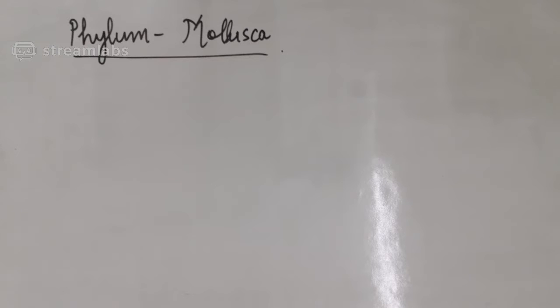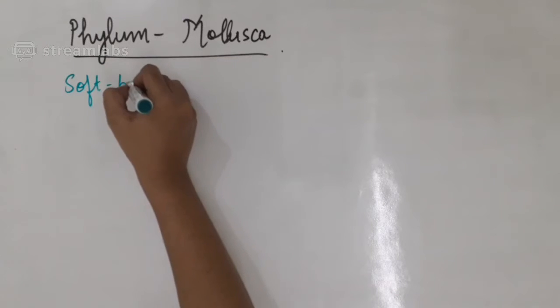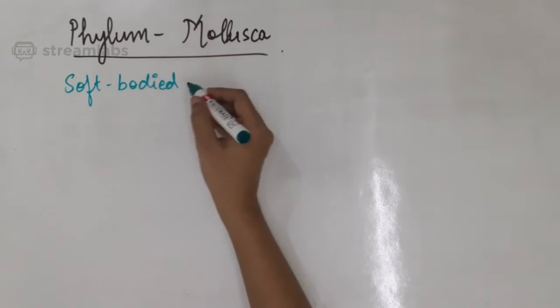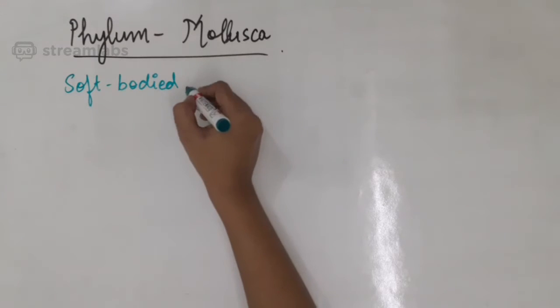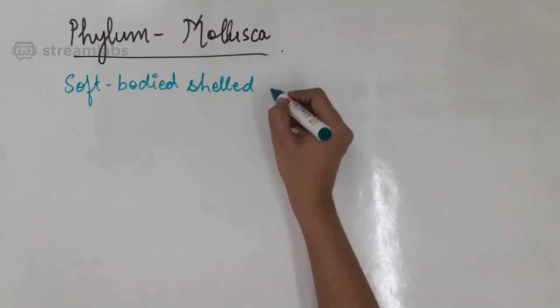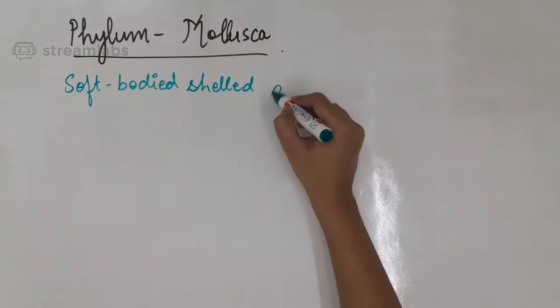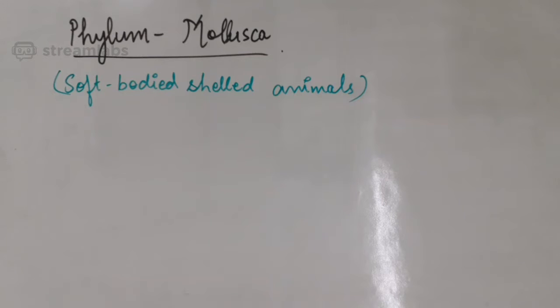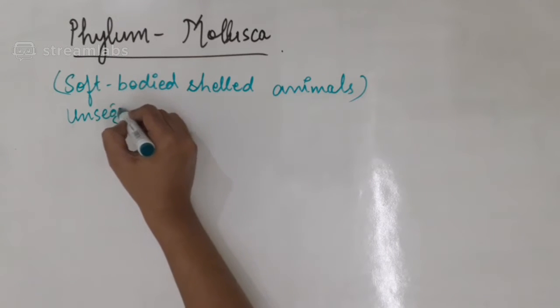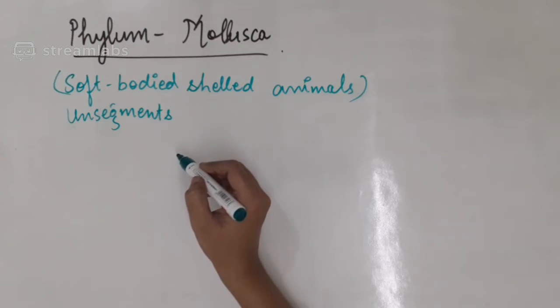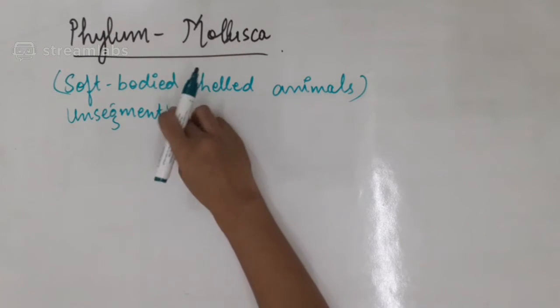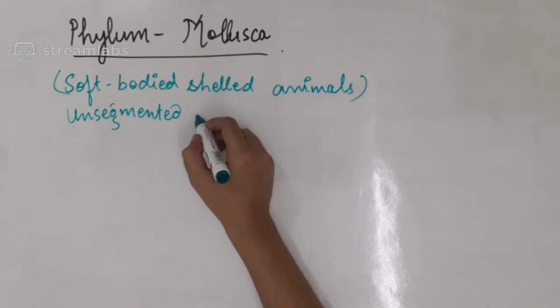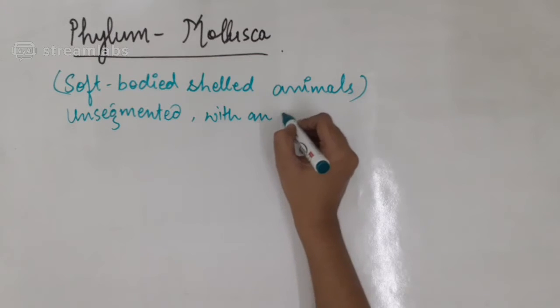This phylum includes the animals with a soft-bodied shell. Soft-bodied means their body is very delicate, and shelled means they have a shell over their bodies. So these are the animals having soft body and shells over them. Their body is unsegmented. Unsegmented means they have no segments over their bodies. Unsegmented with an outer hard shell.